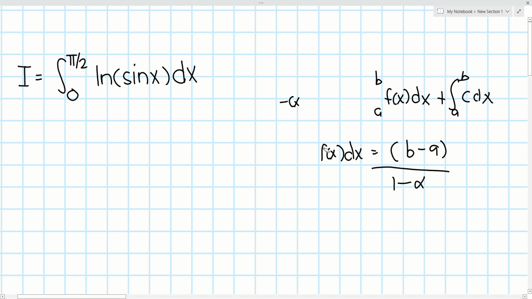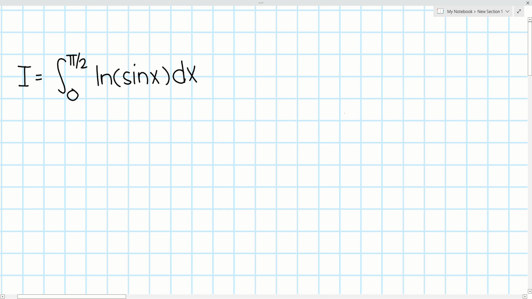Okay, so let's inspect again. Let's look at what's inside our ln, which is sine x. What trigonometric identity can I use such that I can induce a constant on the right-hand side of my equation? The first thing I can think of is sine x cos x is equal to sine 2x all over 2.